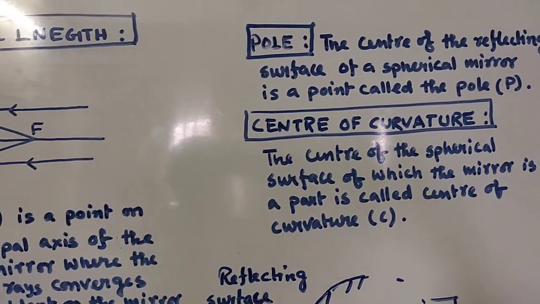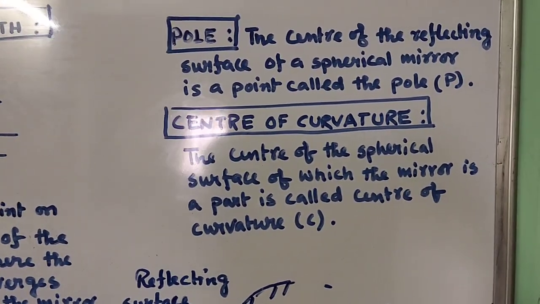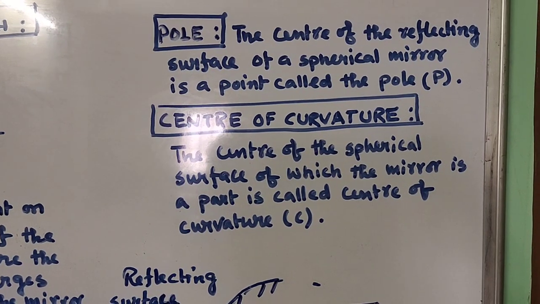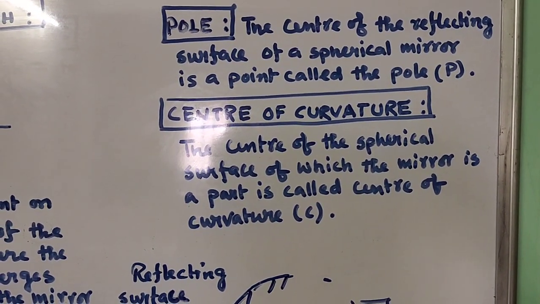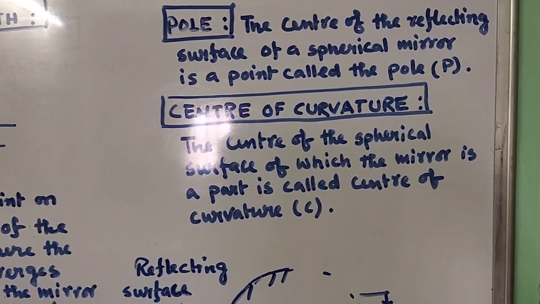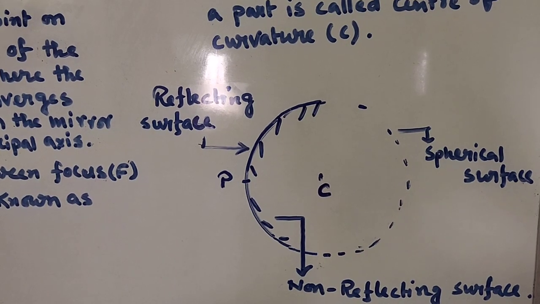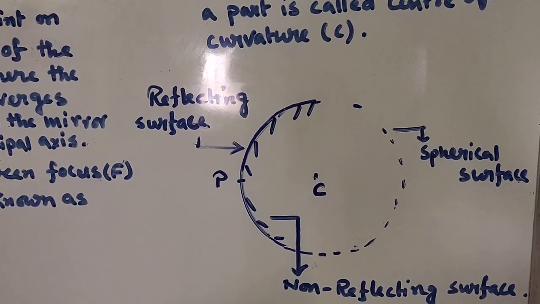Now the first term which we are going to discuss related to the spherical mirror is the pole. As per the definition, the center of the reflecting surface of a spherical mirror is a point called the pole, and it is denoted by P. So you see in the figure, P is a point and it is the midpoint of the reflecting surface.